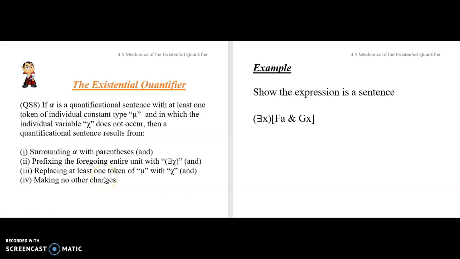Okay, so from the ground up, show that this expression is in fact a quantificational sentence. Build it from the ground up using QS1 through QS8. Pause now.